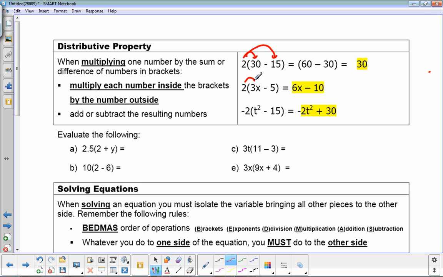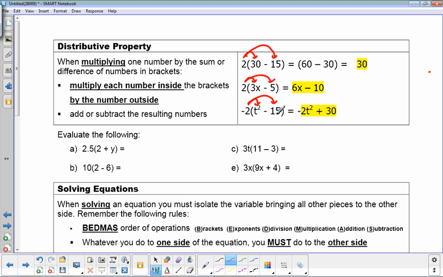Same thing here. I've got an x here, no big deal. So 2 times 3x is 6x. 2 times negative 5 is negative 10. We're done. Same thing here. Negative 2 times t squared, negative 2t squared. Negative 2 times negative 15 is positive 30. So again, you can see we're just simply multiplying each of the numbers through.